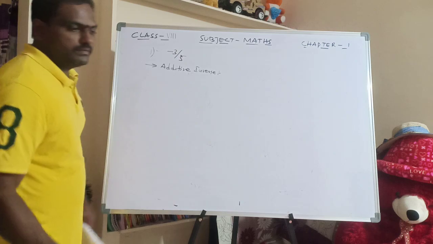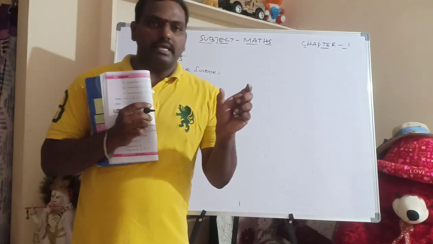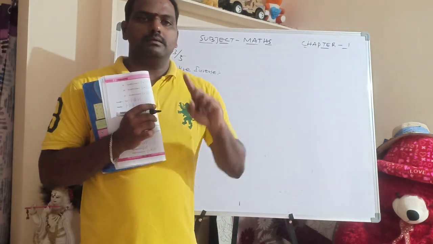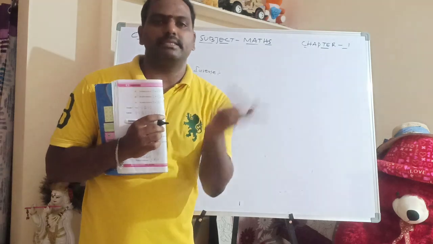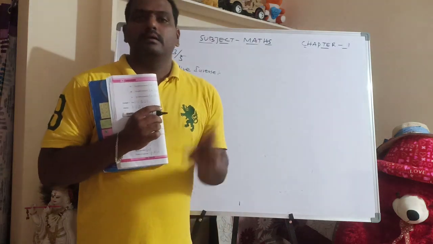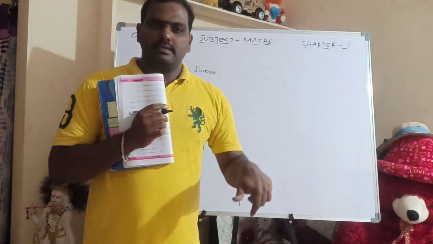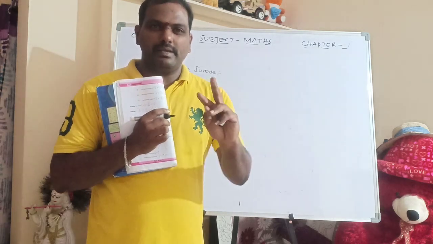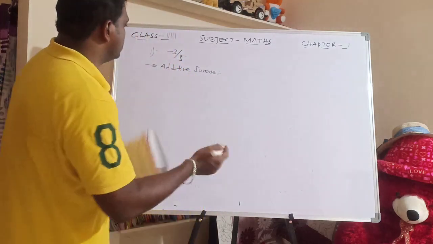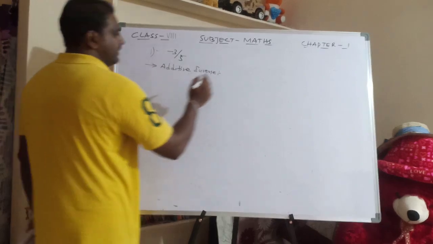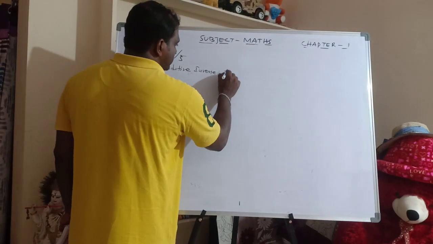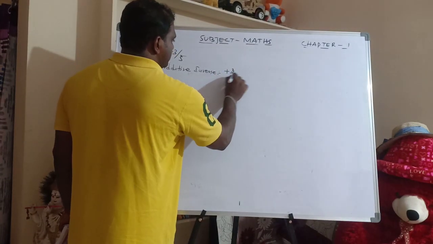Very simple. What is additive inverse? If a is one number, its additive inverse will be minus a. That's all. If minus a is a number, its additive inverse will be plus a. So here what is given? Minus 3 by 5. What will its additive inverse be? 3 by 5.